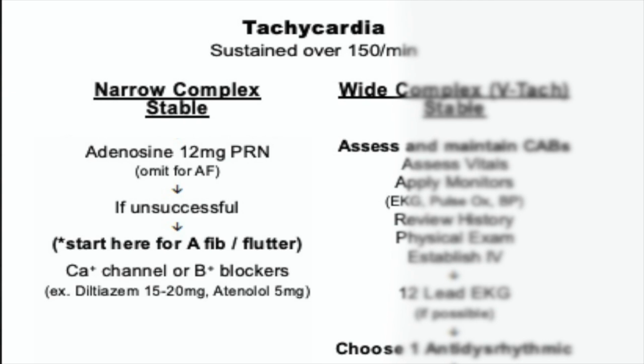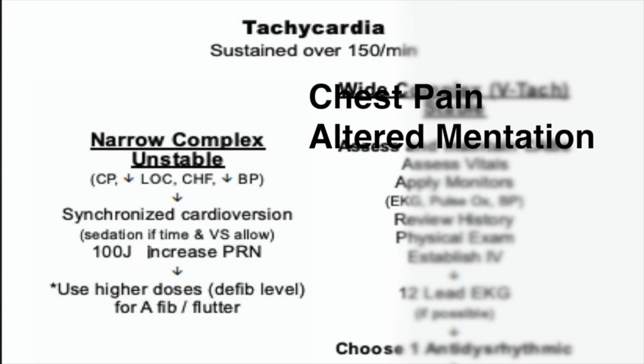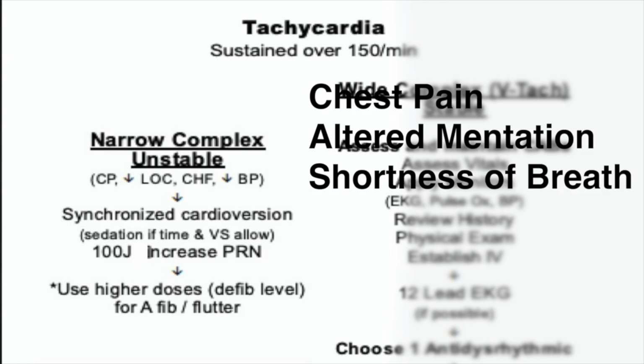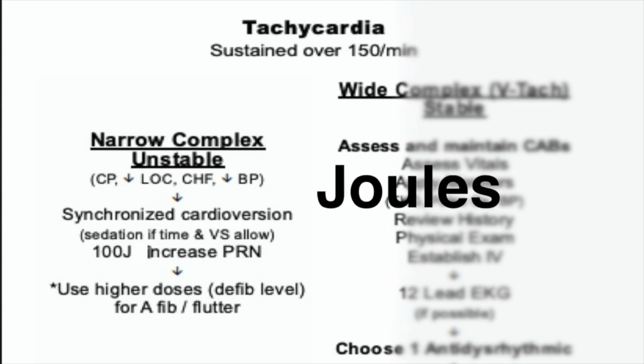So let's look at that patient who becomes unstable now. And here's what we say. If you have one of four things, we're going to call you unstable. If you have C, chest pain, serious chest pain, along with your heart rate sustained at over 150. If you have A, altered mentation. If you have S, shortness of breath with pulmonary edema. Or if you have H, hypotension. If you have CASH, you're going to buy yourself some jewels.